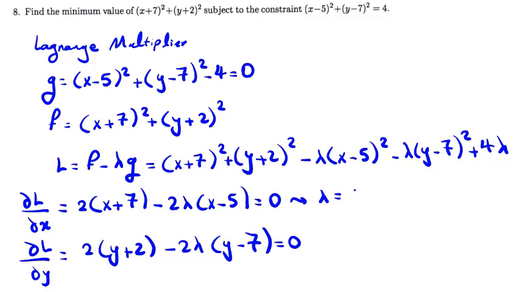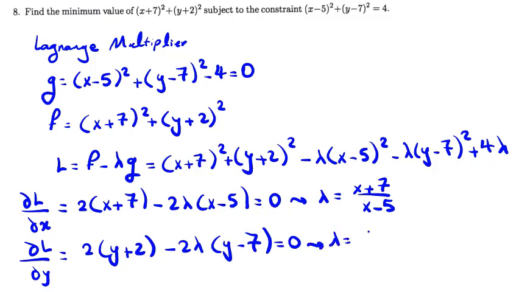Now, here we divide by 2: lambda equals (x plus 7) over (x minus 5). Maybe someone asks, why, if x equals 5 the denominator will be 0, what happens then? If x equals 5, then 5 minus 5 is 0, and 5 plus 7 is 12, and 2 times 12 is not 0. So x is not 5.